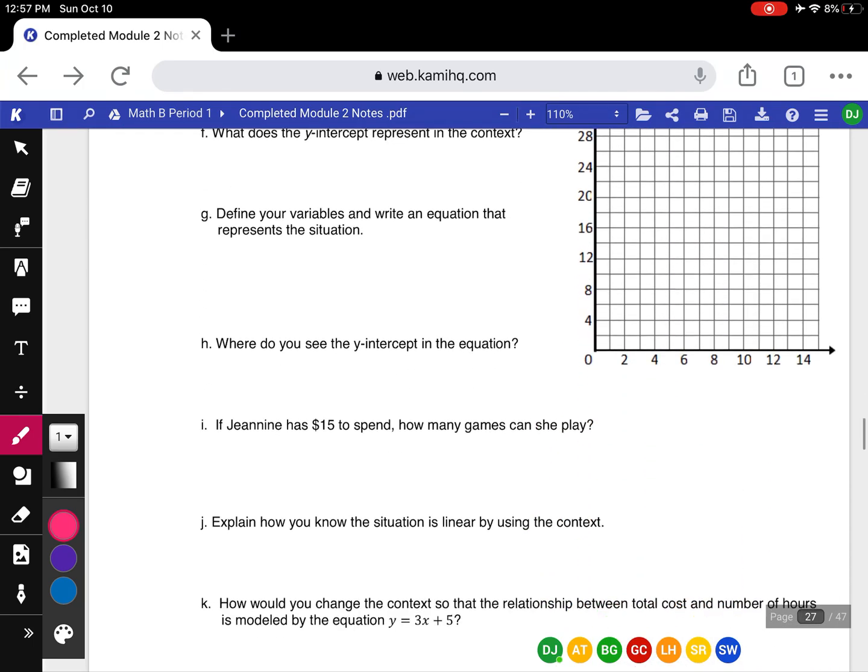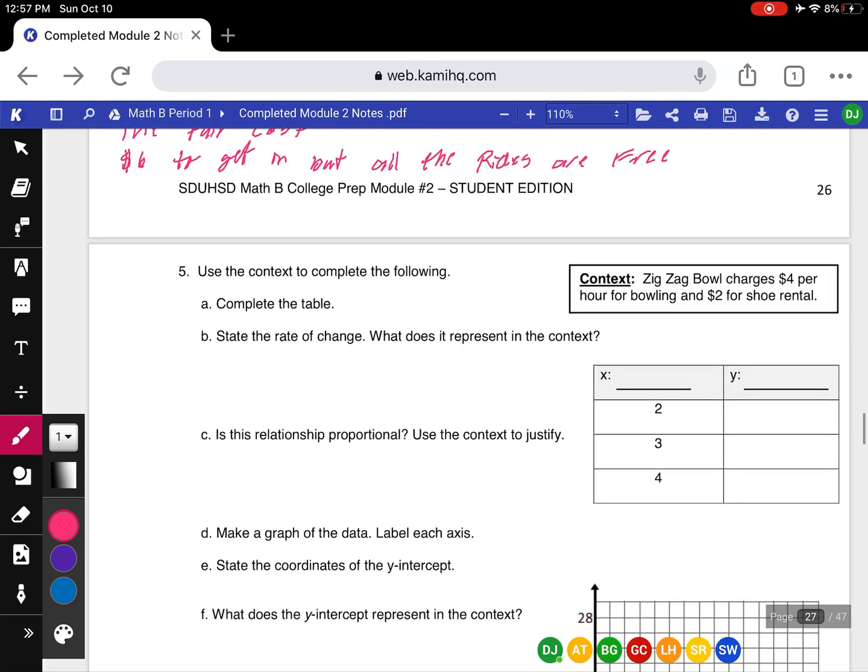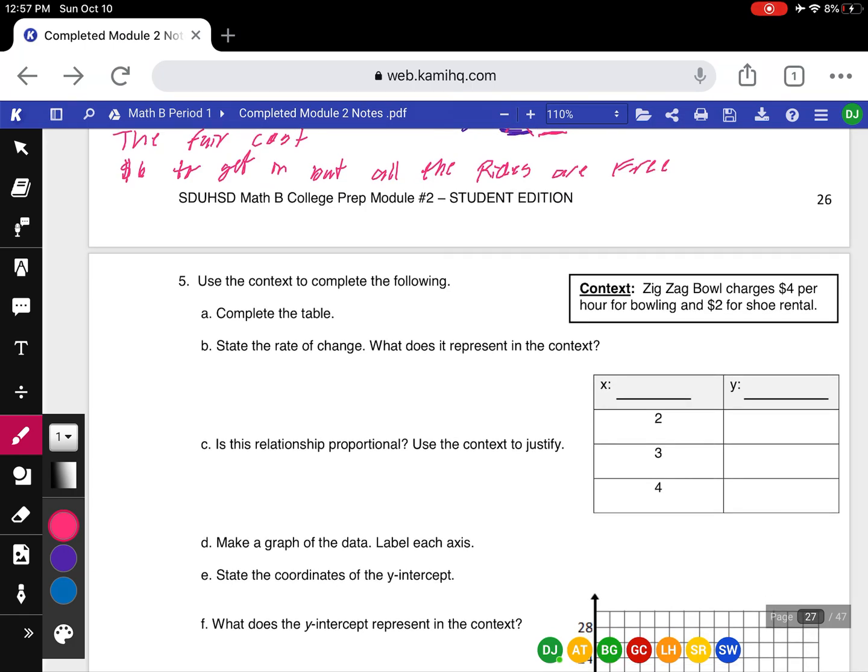Okay, last one. So it says complete the table. Zigzag Bowl charges $4 per hour for bowling and $2 for shoe rental. Complete the table. State the rate of change here. Well, let's start with the table.